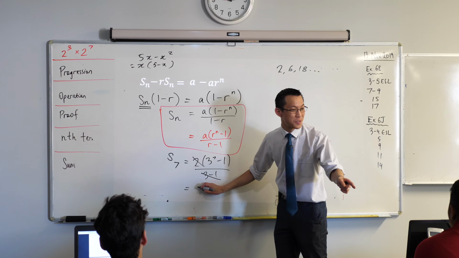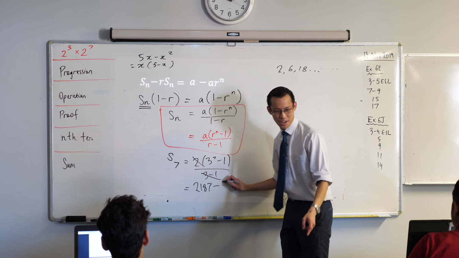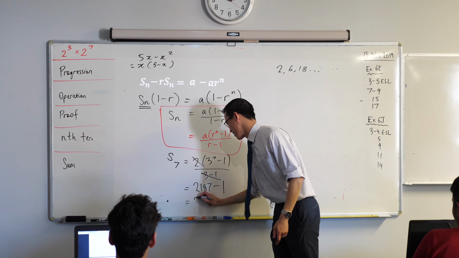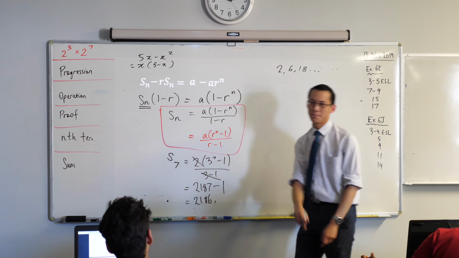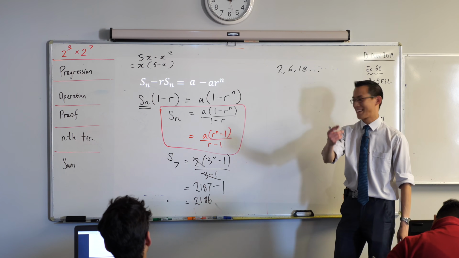I'm an idiot. 2,187. Take away 1. So now I have an answer. Okay? Yeah, sorry, I get my powers mixed up. All right, now, I'm a maths teacher, not a calculator.